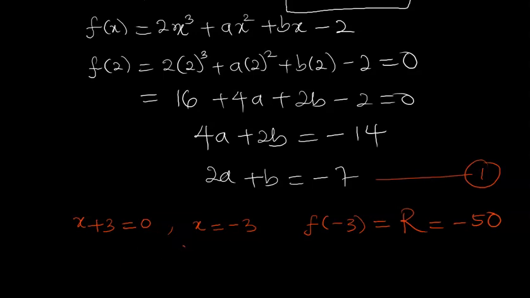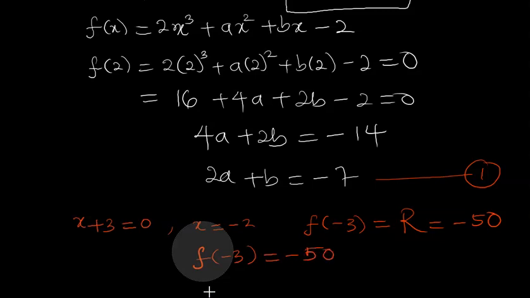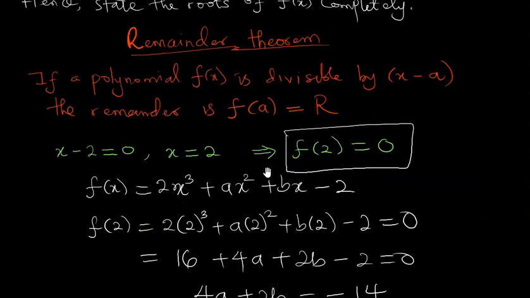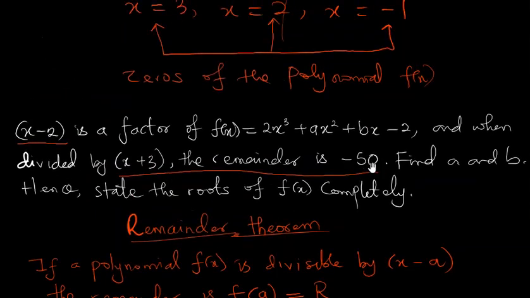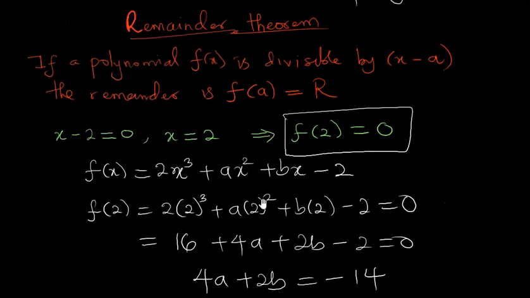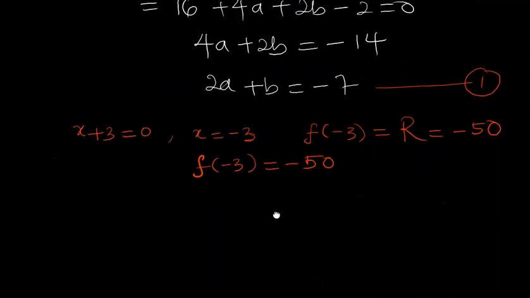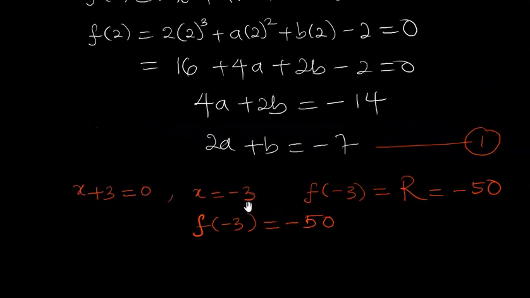This is the relationship we are going to use. When we substitute the value of x as minus 3, we should get minus 50. That is what the statement means here.